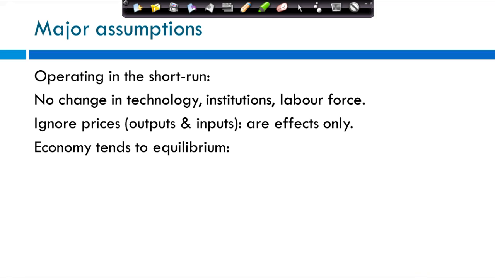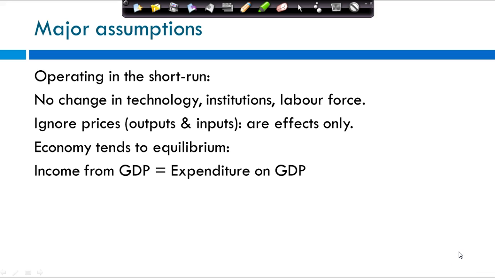In much the same way, the level of employment can change. That's not really represented in the model either, but this is also an effect. Anyway, another major assumption that's made is that the economy does tend towards an equilibrium. It tends towards a given level of output and a given level of income. And that equilibrium condition is that the income generated from the production of GDP that goes to the owners of resources is precisely equal to the expenditure on that GDP.